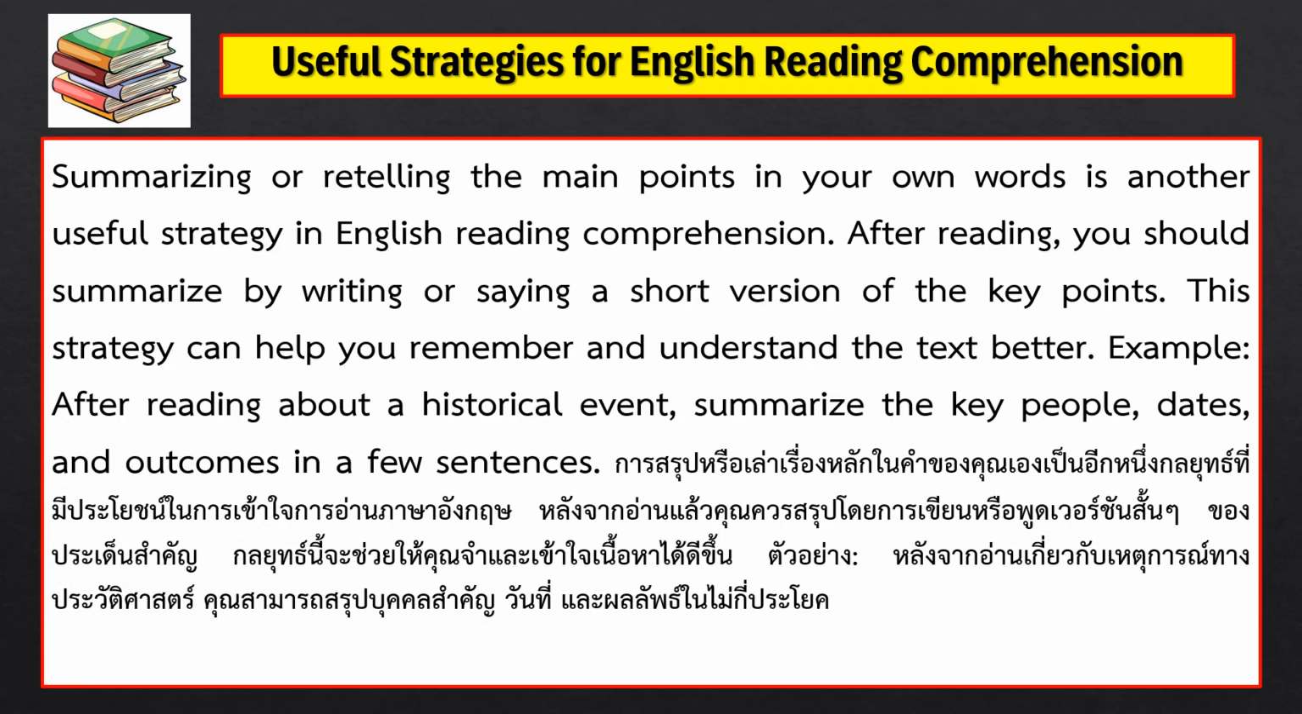Summarizing or retelling the main points in your own words is another useful strategy in English reading comprehension. After reading, you should summarize by writing or saying a short version of the key points. This strategy can help you remember and understand the text better. Example: after reading about a historical event, summarize the key people, dates, and outcomes in a few sentences.